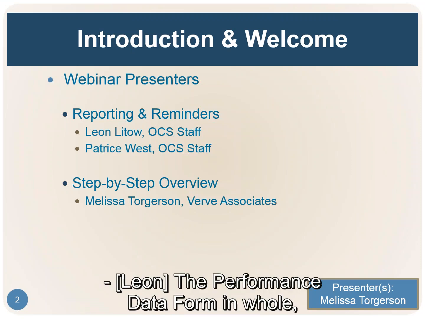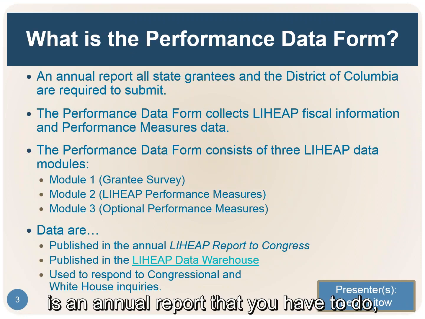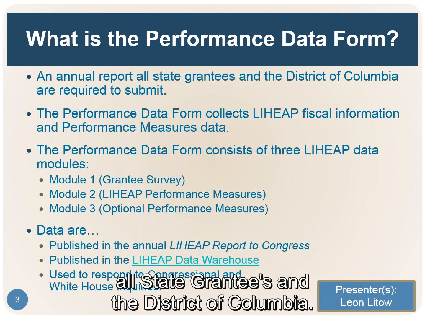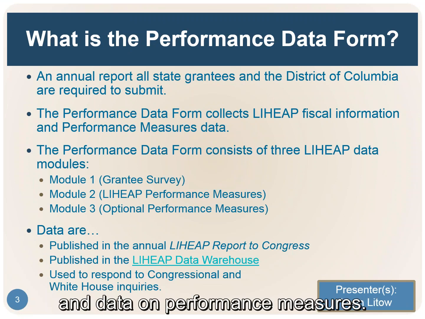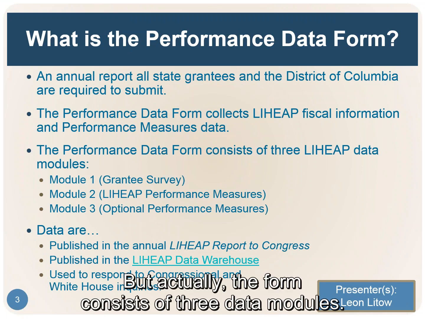The performance data form in whole is an annual report that all state grantees in the District of Columbia have to do. This data form collects fiscal information and data on performance measures. But actually the form consists of three data modules.